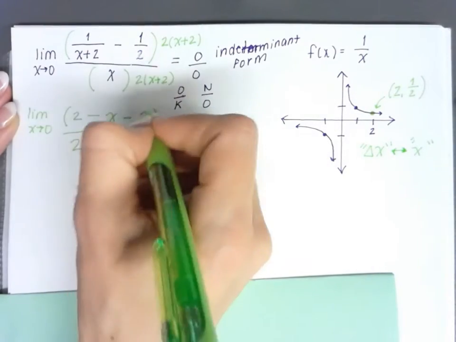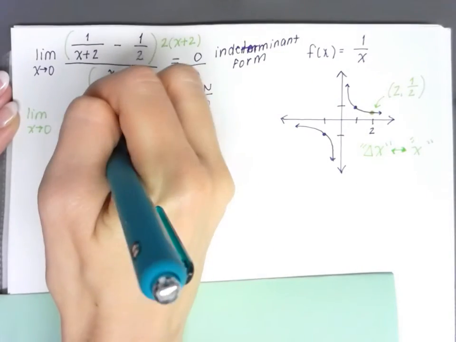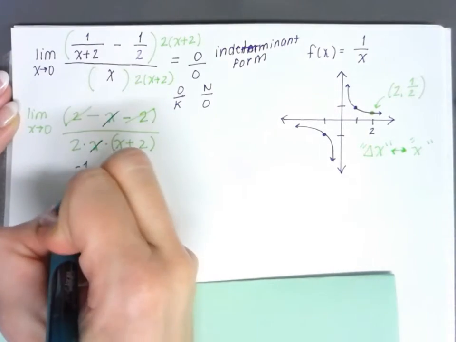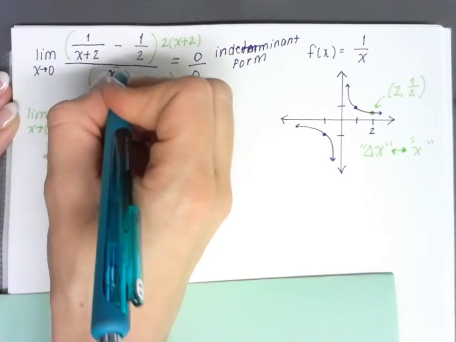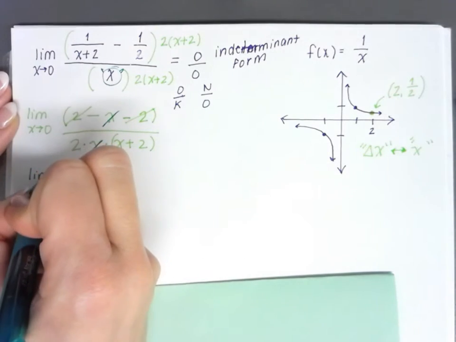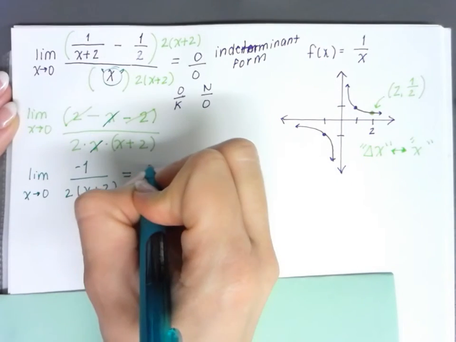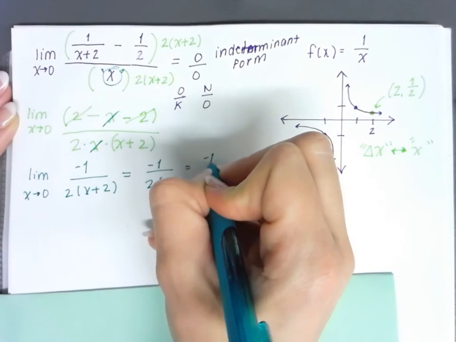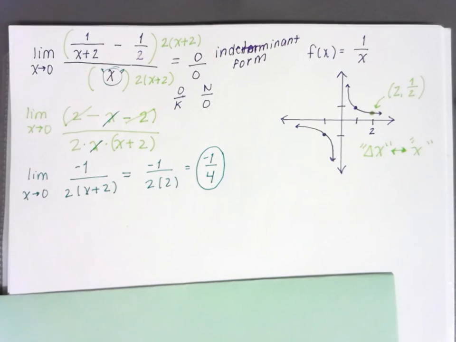All right? So this x and this x will reduce. On top, you're left with negative 1 over 2 times x plus 2. That x on the bottom is now gone, the problematic one. And now you could just take the limit and it'll be fine and you'll get an answer. x approaches 0. That's negative 1 over 2 times 2, which is negative 1 over 4. And that is your answer. That's how you do every single one of these.